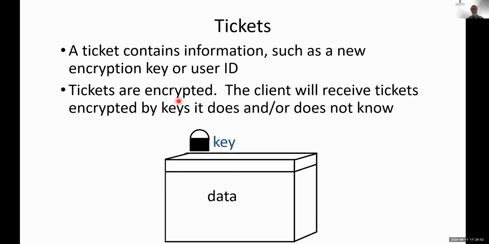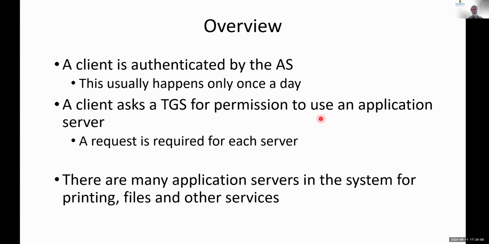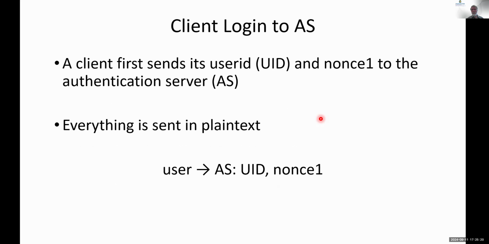Okay, so I'm going to show pictures that look like this. It's a box, the data is inside the box, and it's encrypted with that key. Basically, the client authenticates to the authentication server. This happens at the beginning, in the morning when you get there. Then you send a request to the ticket granting server if you want to use an application server, and it sends you back a reply saying, yes, use this key. And then you can access the servers.